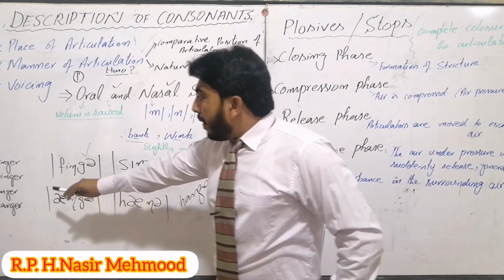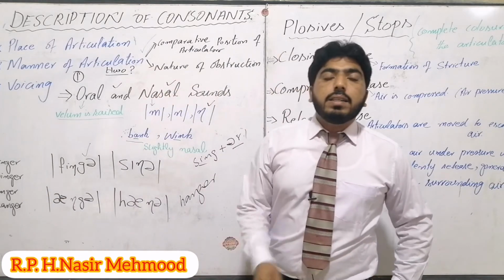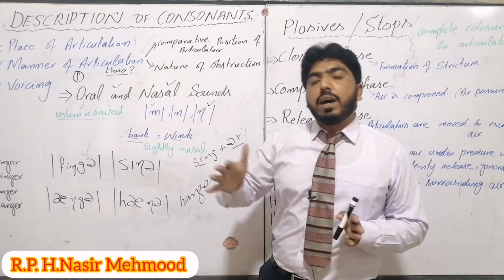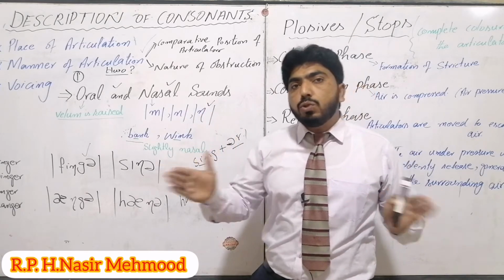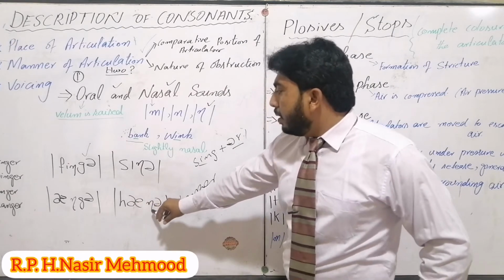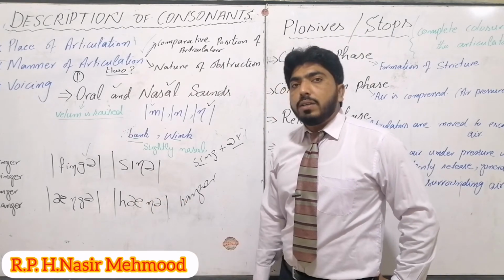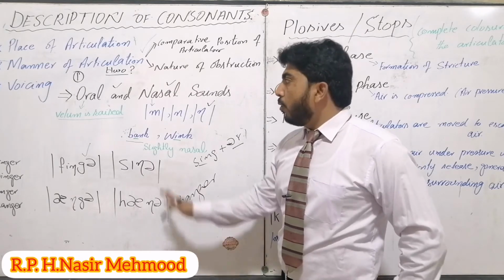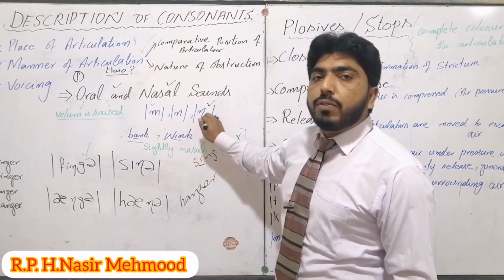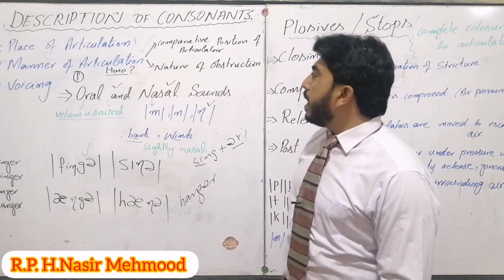Another example is anger and hanger. The same case is hanger: hang plus er. It can be divided into two morphemes. That is why, in hanger, the n sound is not followed by a g sound, a velar sound. I hope you have understood the concept, the use of the n sound, the nasal sound.